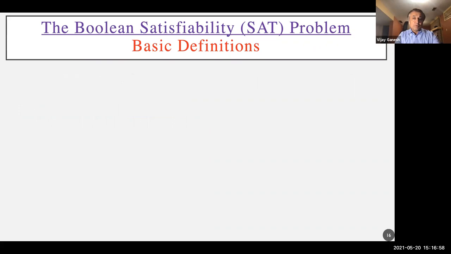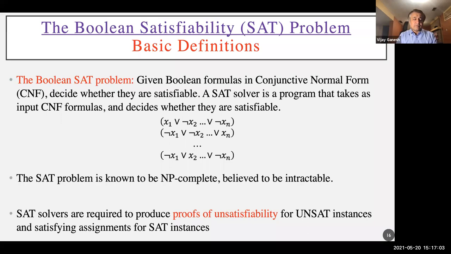The problem, briefly, is you're given formulas in conjunctive normal form. By conjunctive normal form, we mean that we have a conjunction of clauses. Each clause is a disjunction of literals, and every literal is a variable or its negation. The goal is to decide the satisfiability of these problems. The problem is known to be NP-complete and believed to be intractable in general. SAT solvers are required to produce proofs of unsatisfiability for unsat instances and a satisfying assignment for sat instances.